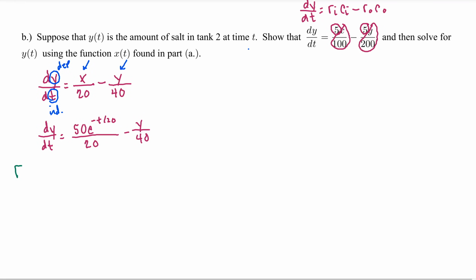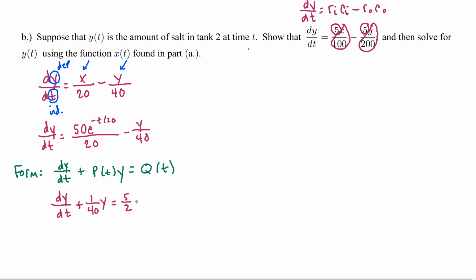The form that we're going to need here, remember, we start with our derivative term. Then we have a function of the independent variable times our dependent variable, which in this case is y, equals a leftover function of the independent variable. Rearranging our specific differential equation in this form would give us dy over dt plus 1 over 40 times y equals, and let's reduce, 5 halves e to the negative t over 20.